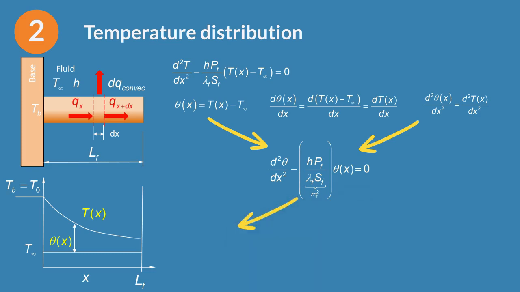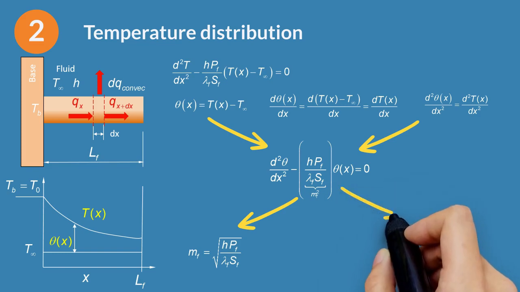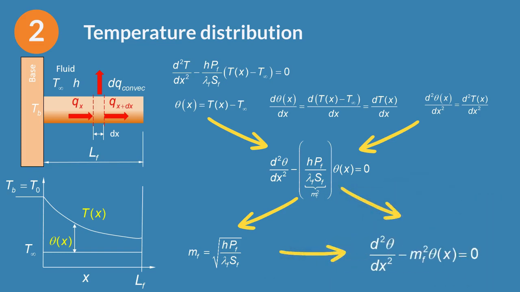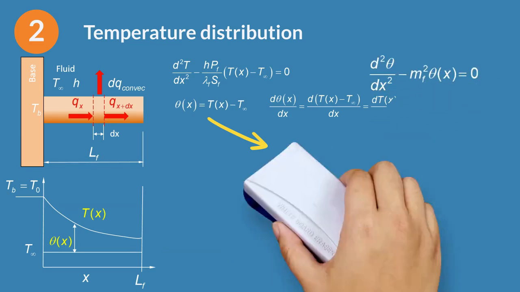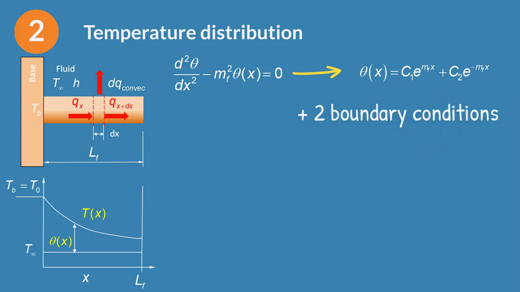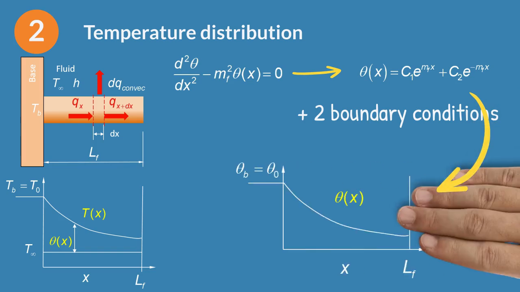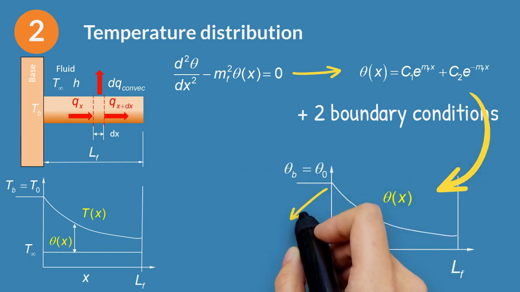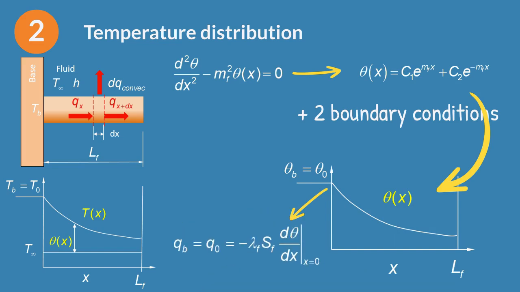The parameter m of a fin is, in some way, a ratio between the heat transfer rate by convection in the surface divided by the heat transfer rate by conduction across the fin. Solving this equation, instead of finding T, we will find the solution for the temperature excess theta. The linear, homogeneous, second-order differential equation with constant coefficients has a general solution. We need two boundary conditions to find C1 and C2. After finding the temperature distribution along the fin, we will be able to find the rate at which heat is transferred by convection from the fin.